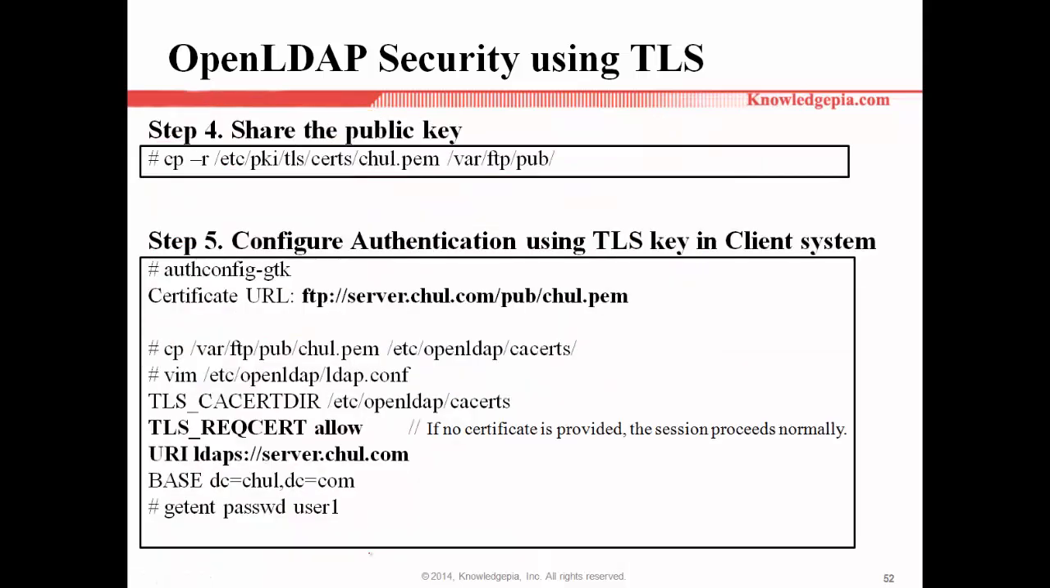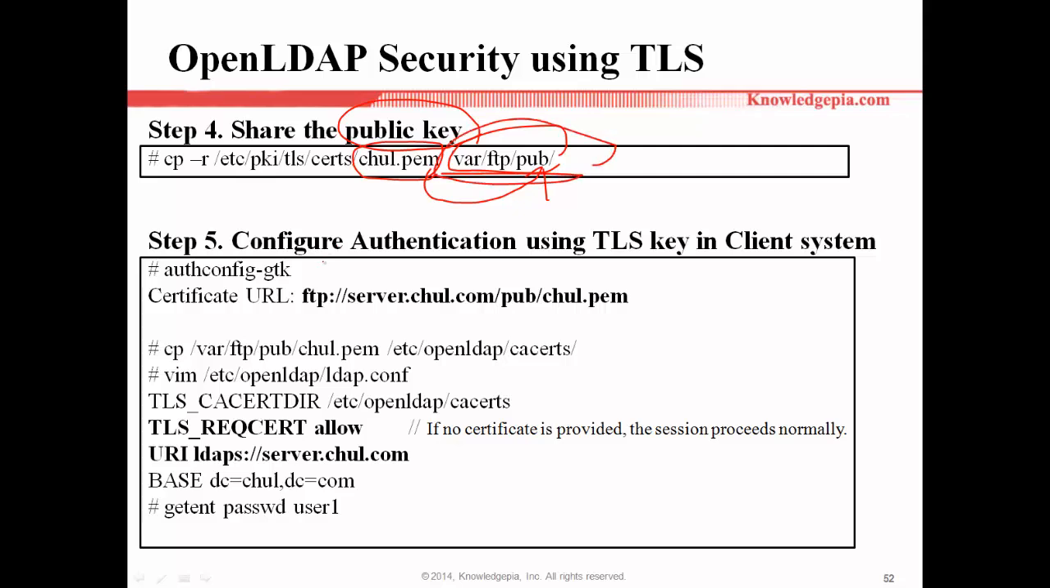636 as well. And after that, step 4, we need to share this public key. In my case, I will copy char.pem to the FTP directory, so any client can download my public key from this FTP.